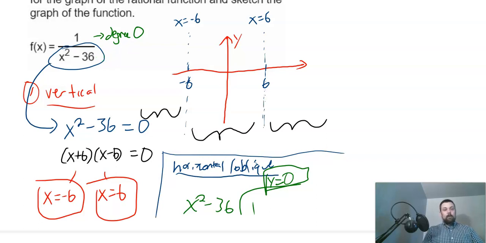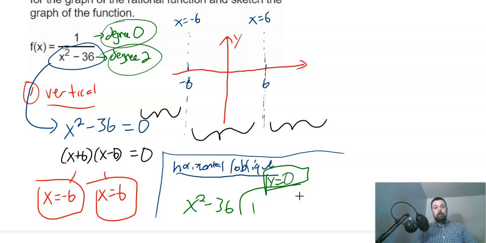The degree of the denominator is 2, so the degree on top is smaller than the degree on the bottom. If that's the case, the asymptote is automatically y equals 0. That's how the shortcut would be used to figure that out. Now y equals 0 is this horizontal line along the x-axis. This is where y is equal to 0. That will be the horizontal asymptote.